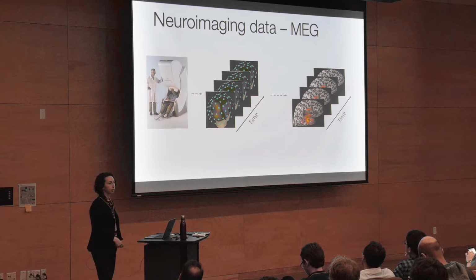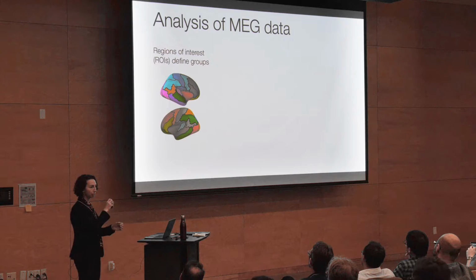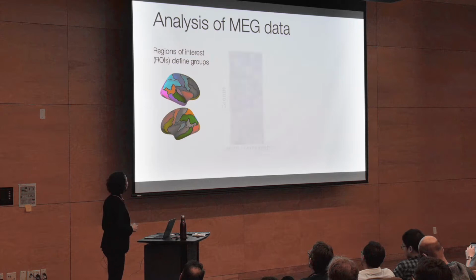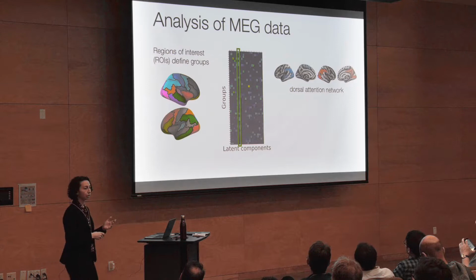And remember that our observations are defined in terms of these groups, these regions of interest that have a set of cortically localized signals, and we want to understand the relationships between these different groups. So we can look at this weights matrix that we looked at before, and here what we see is that the different dimensions of the latent code correspond to known networks in the brain.